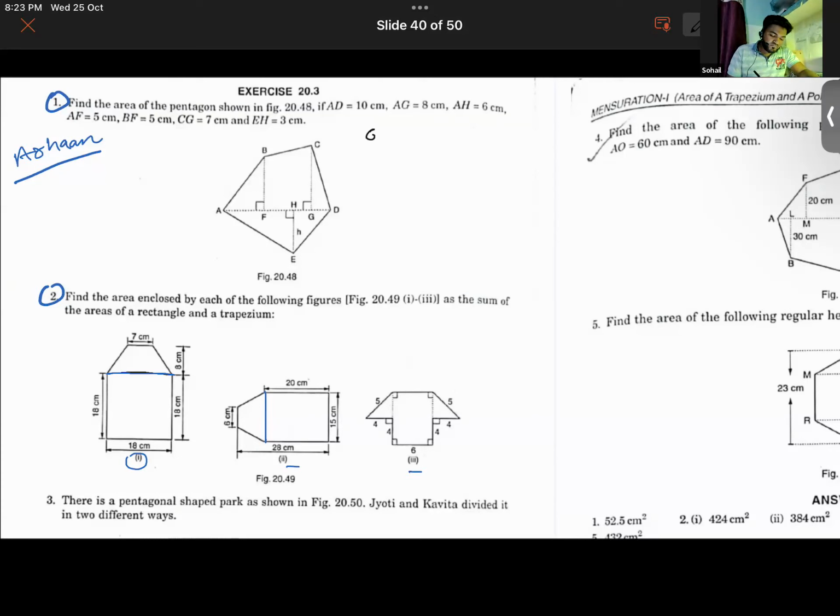Sir, I'm done. Done? Okay, what is the value you're getting over here? Sir, 52.5 square centimeter. Okay, so look over here.